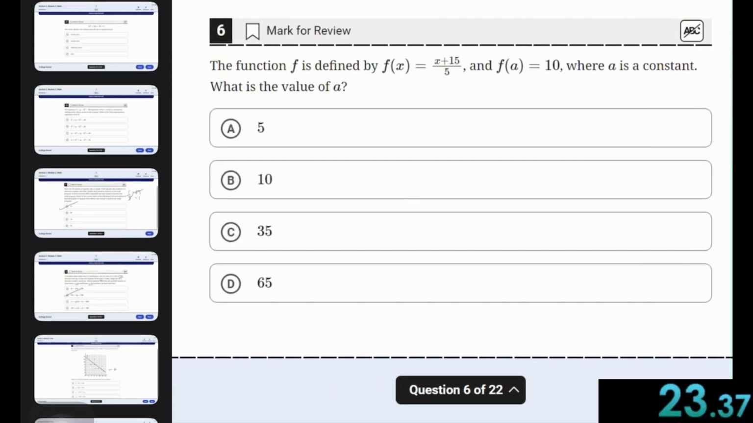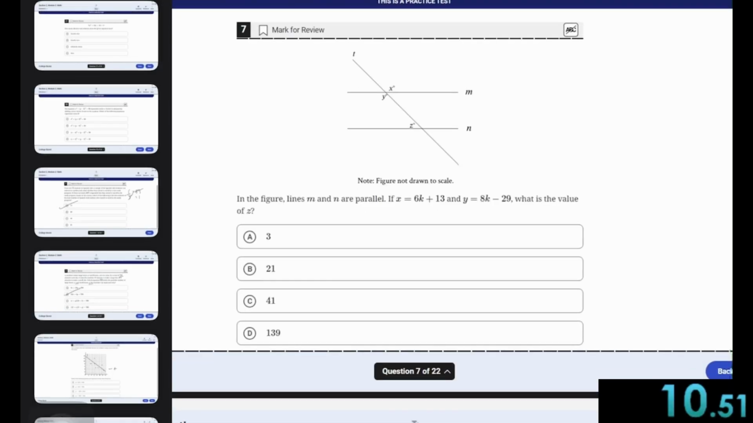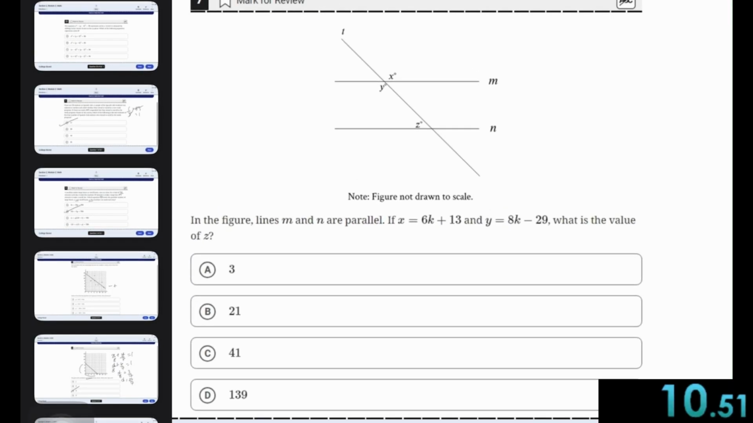Great. Next one. F of A is equal to 10, which means 10 is equal to A plus 15 upon 5. So 50 is equal to A plus 15. And what do we add to 15 to get 50? It's 35. Alright.